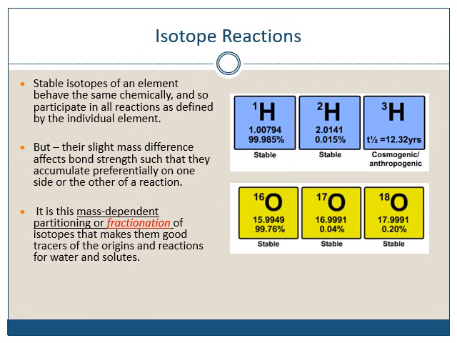Again, a brief review from the last video. Stable isotopes of an element like hydrogen and oxygen behave the same chemically. They are the same element, so they participate in all reactions as defined by the individual element, but their slight mass difference affects bond strengths such that they accumulate preferentially on one side or another of a reaction. Specifically, we're interested in condensation and evaporation as our reactions of interest. So this mass-dependent partitioning, or what we term fractionation of isotopes, is what makes them good tracers of the origins and reactions of water and solutes.